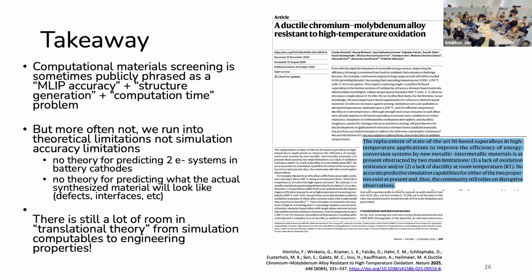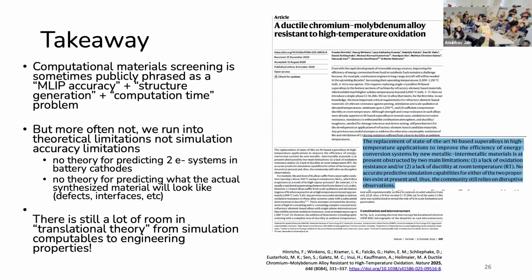Recently, there's been a paper about new metal alloys that are resistant to high temperature oxidation. At the beginning of their paper, the first paragraph says: "No accurate predictive simulation capabilities exist for either of the two properties at present. The community still relies on disruptive observations." So the beginning of their paper just basically says there's no theory for predicting the properties of these alloys.